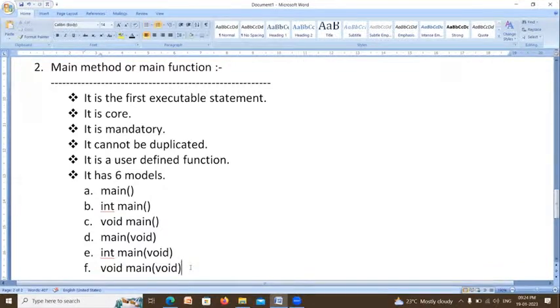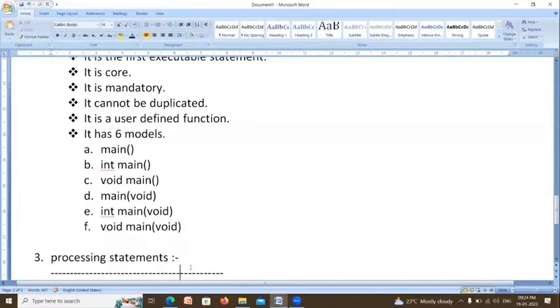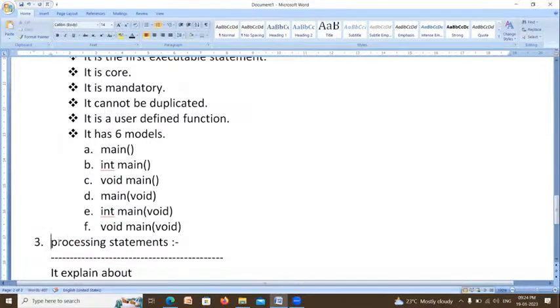The last statement is processing statements. It explains about three things. One is what to do. Second one is when to do. Third one is how to do.